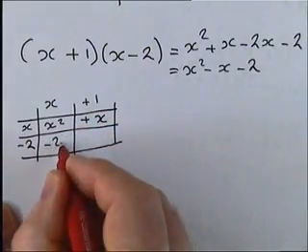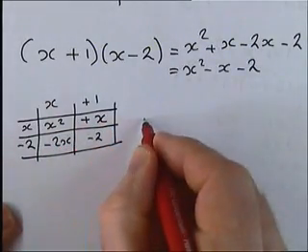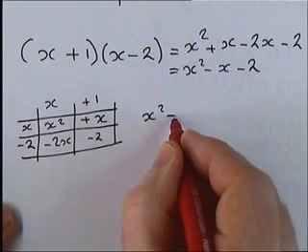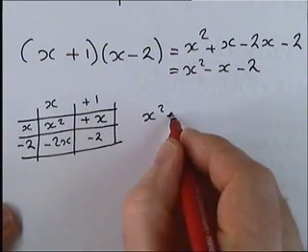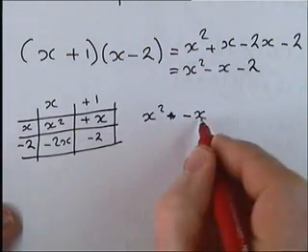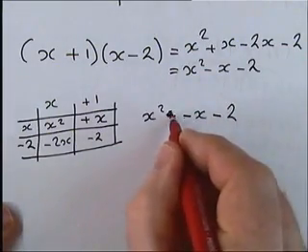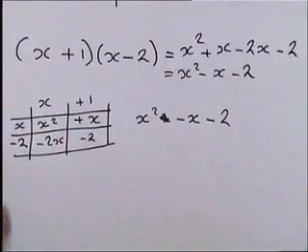So minus 2x and minus 2, and you'll see that's exactly the same then if I write it out. x take away 2x is minus x, and then take away 2. Okay? So two ways of doing it. I did it in my head.